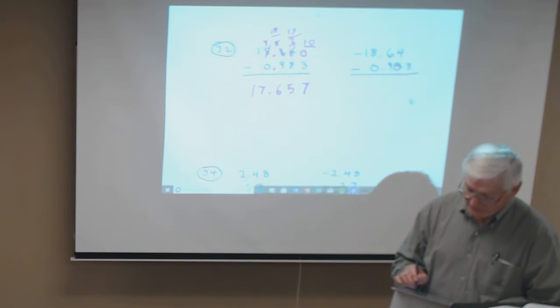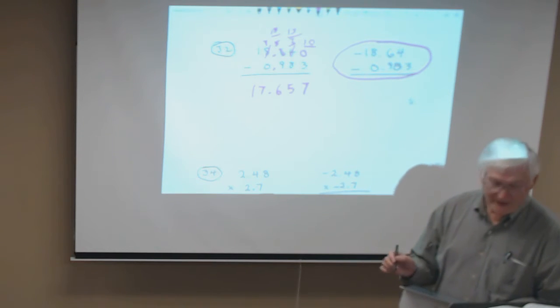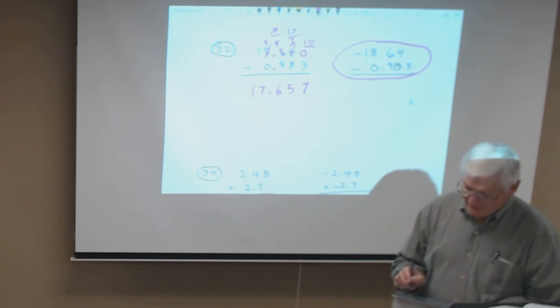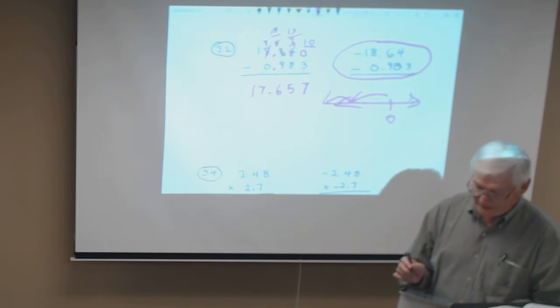Now, look at this one. What's negative 18.64 minus 0.983? Remember, that's on a number line, like starting at 0 and going to the left, 18, and then going to the left some more. You follow the thinking? So what do I have to do to find the answer here? Now I add.